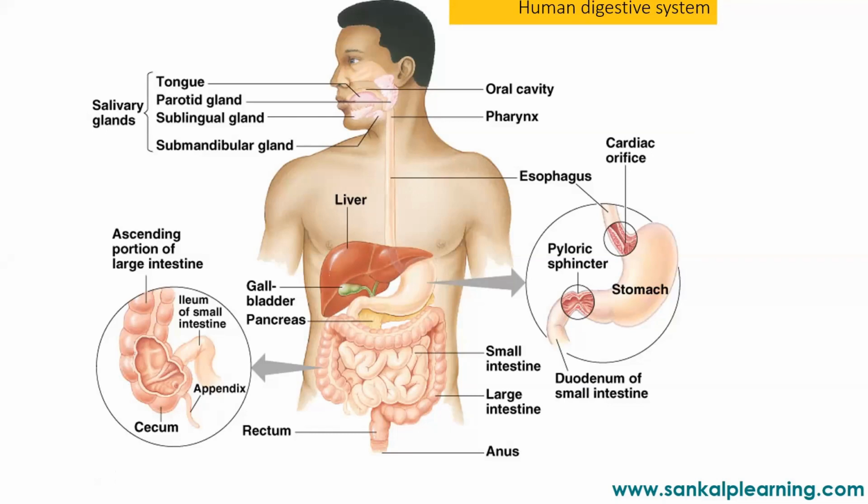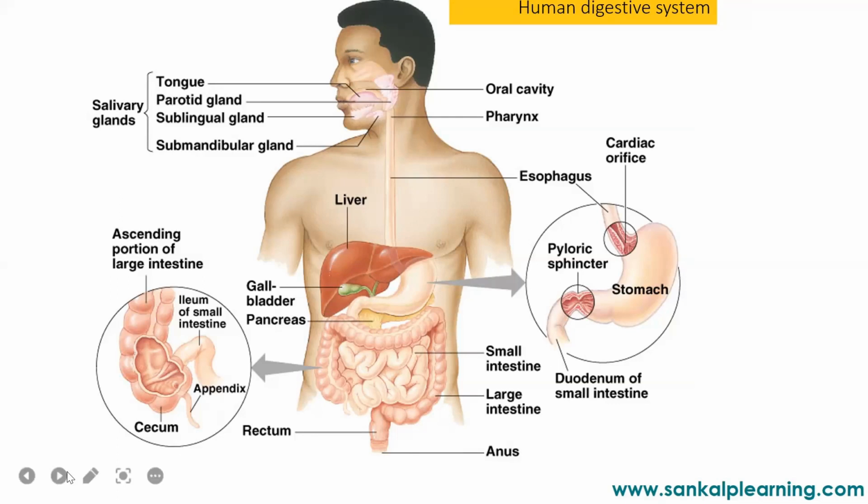The first part is the buccal cavity or oral cavity. The next one is the pharynx. The next one is the esophagus or food pipe. Then the stomach, small intestine, large intestine, rectum, and anus. And the liver and gallbladder, as well as the pancreas. Mainly the liver and pancreas are called accessory glands for digestion. These are not parts of the digestive tract; these are accessory parts, which help indirectly.